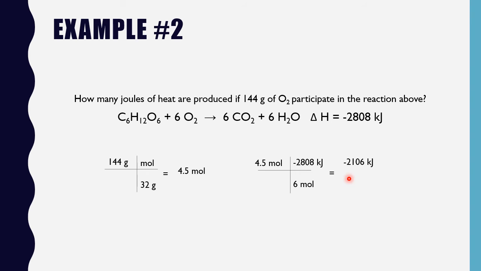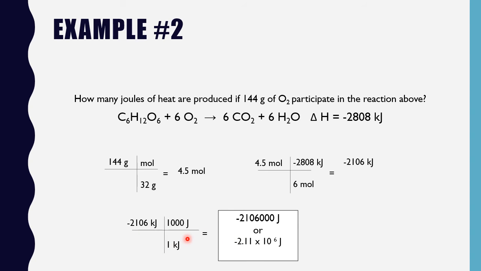The word problem asks for joules. So that means that I am not finished yet, because my answer, I need to convert it to joules. So the kilojoules, I know that in 1,000 joules, I have 1 kilojoule. And when I convert, I get negative 2,106,000 joules. Or I can rewrite it in scientific notation. Both answers are correct with the correct unit within each of them.